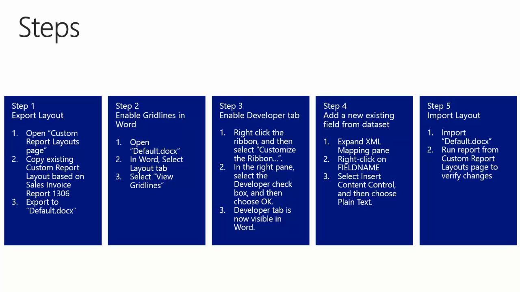So we are now at step number 5, the import layout. We have added an existing field from the dataset in Word, using the XML mapping pane. We want now to import the layout into NAV 2009, and we want to print the report and see how it looks.